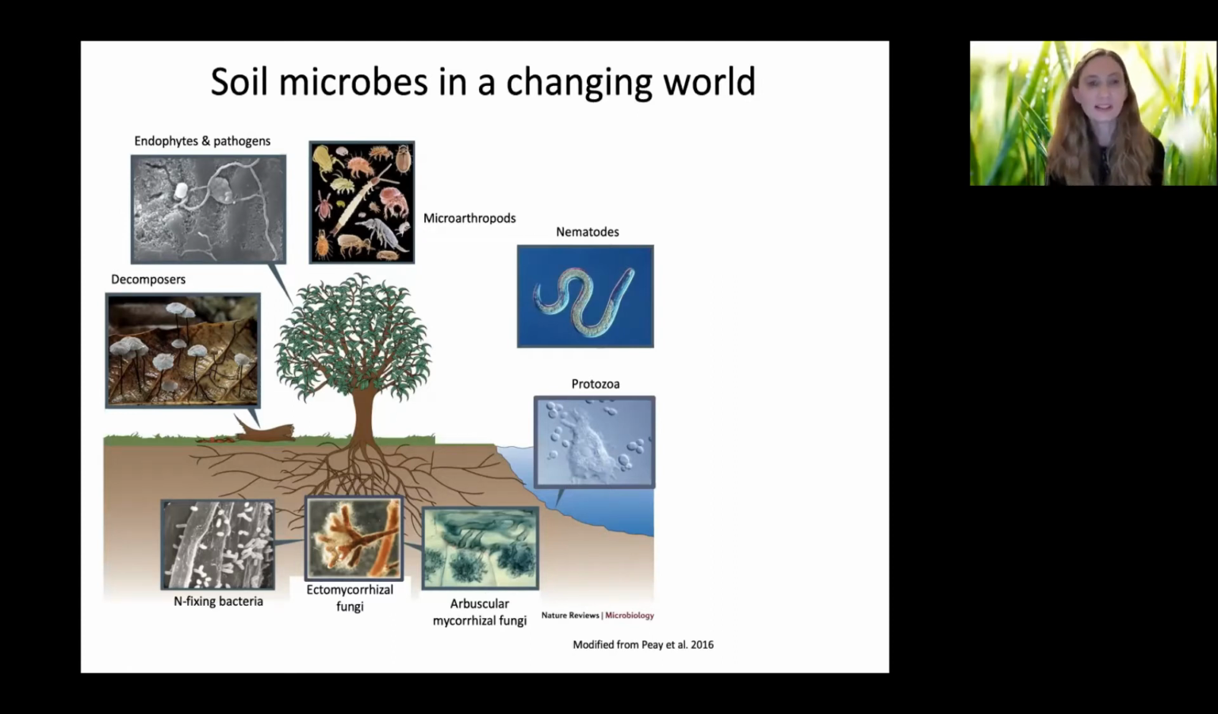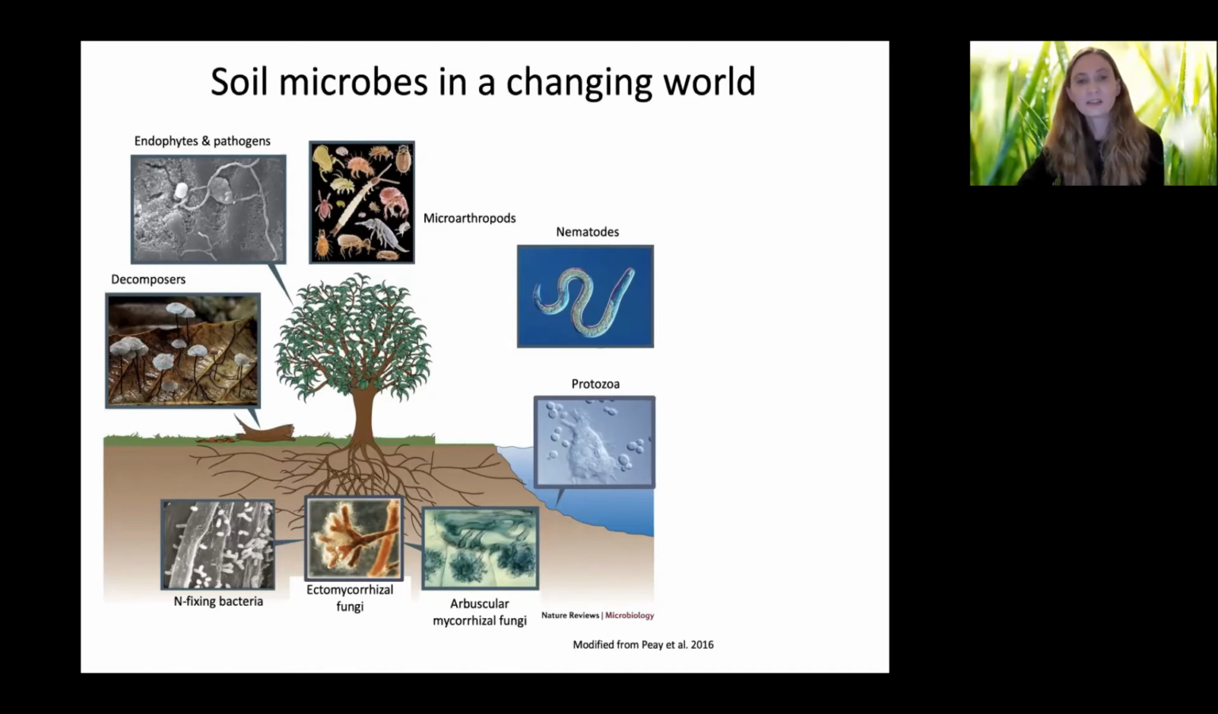Also in the soil ecosystem are decomposers that break down organic material and recycle nutrients. If you've ever been on a walk in the woods and have lifted up the duff layer, you might have noticed some of this white fuzzy stuff that's growing on the forest floor. Those are fungi that are breaking down organic material and recycling nutrients. There are also endophytes and pathogens that can have positive, neutral, or negative impacts on plant health. And then there are larger organisms like microarthropods, nematodes, and protozoa that are also important in nutrient cycling.